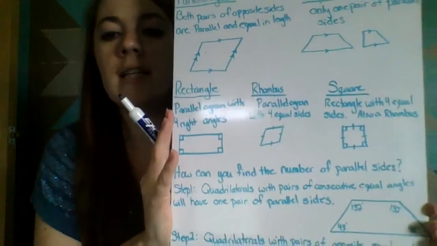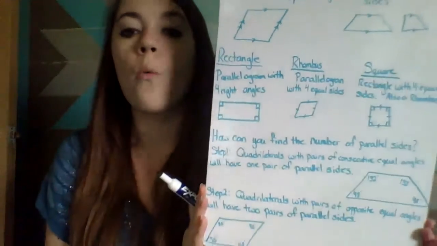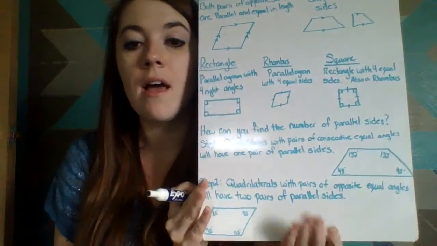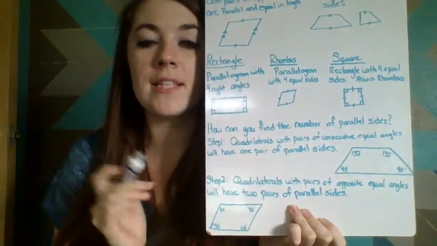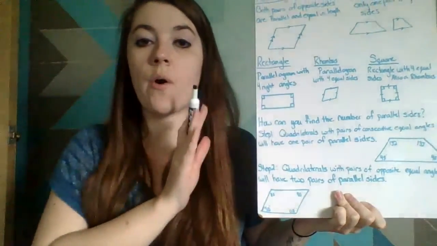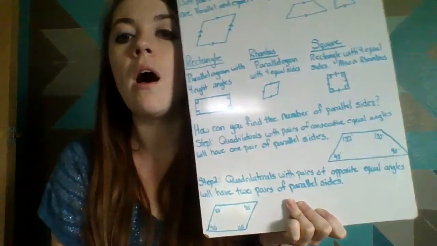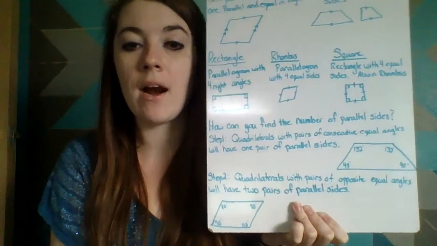Finding the number of parallel sides in a figure helps us determine what kind of figure we're dealing with. So how can you find the number of parallel sides? Step 1, quadrilaterals with pairs of consecutive equal angles. Consecutive means next to. So I am consecutive to this board because I am next to this board. Consecutive equal angles will have one pair of parallel sides.